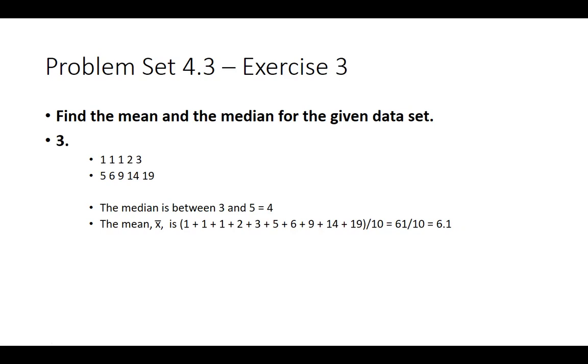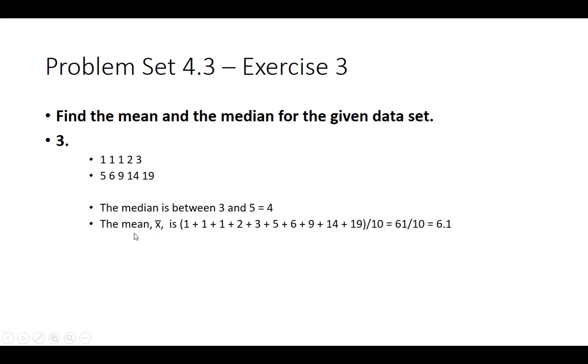Number three, again, mean and median. We've got 10 data points, 5 below, 5 above. That means we're between 3 and 5. Between 3 and 5, we have 4. So the median is 4.